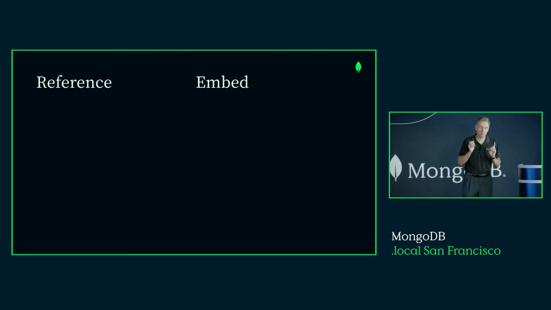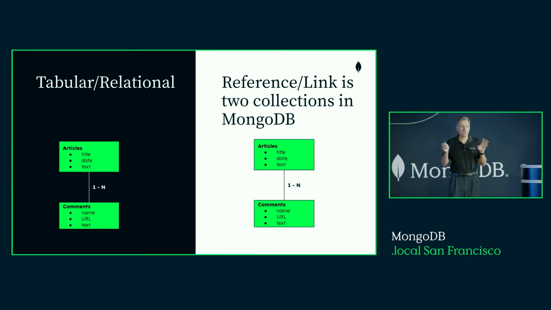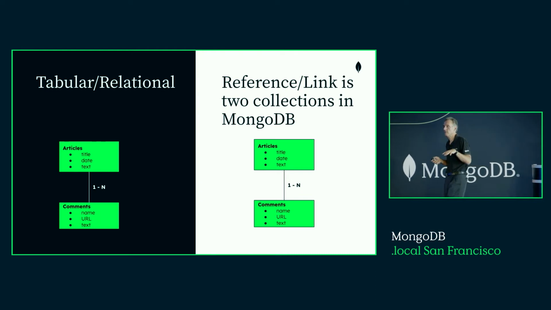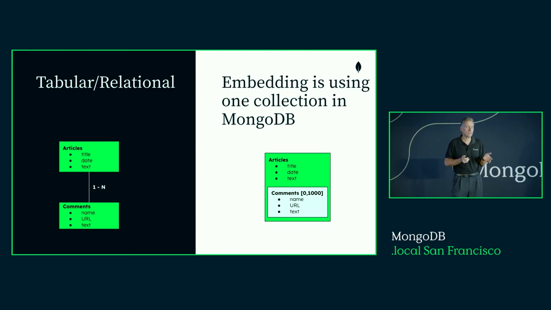So what are the rules that are going to dictate if we should reference or we should embed? Before I go there, just to be sure that it's clear for everyone, in a relational database, it's always reference. You have two tables, and you have a foreign key that helps you identify the relationship from one to the other one. In MongoDB, we call that linking or referencing.